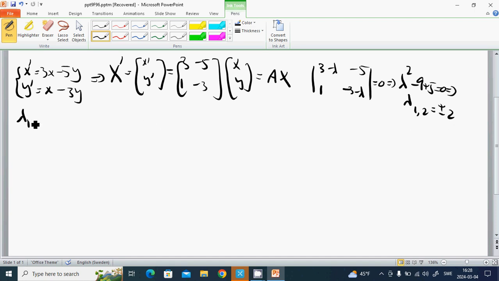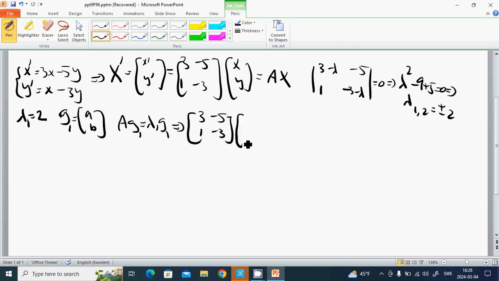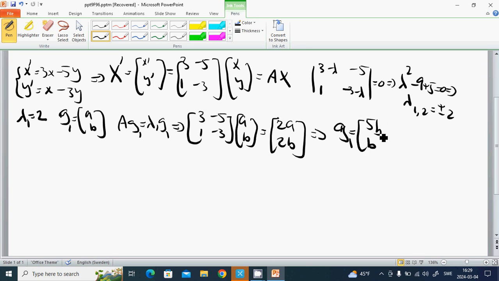Then for λ1 equals 2, we assume g1 equals (a, b), and A g1 equals λ1 g1, and it is the matrix [3, -5; 1, -3] times (a, b) equals (2a, 2b), and we solve this. And we get that g1 equals (5, 1).